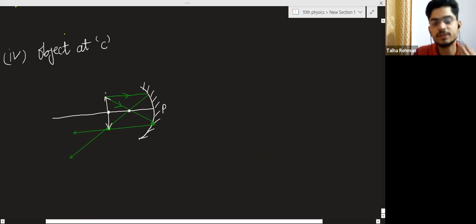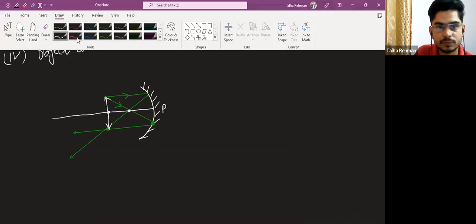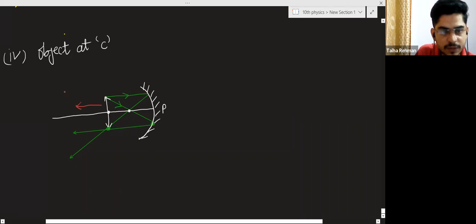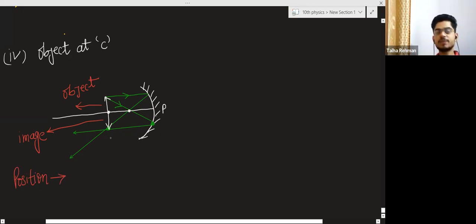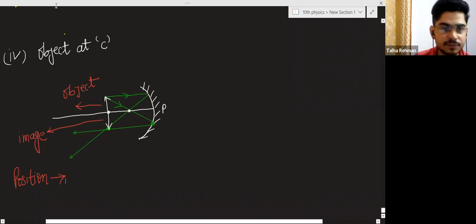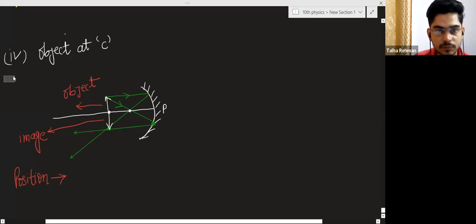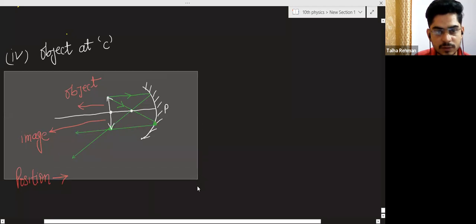Okay. The image is like this. So this is the object and this is image. And first thing is position. These three things are important. Position, the image is forming, the object is at C. The image is also at C.